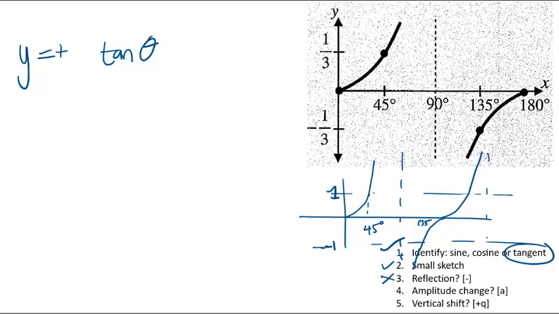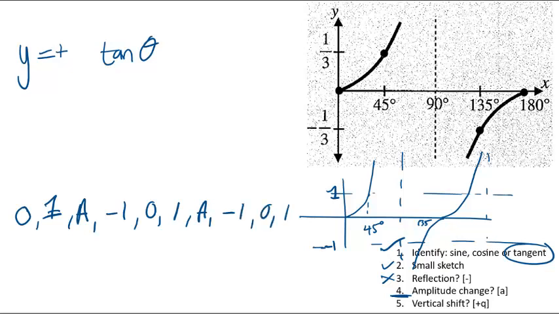Next question, do I have an amplitude change? Now, do you remember that a tangent graph has got no amplitude? So how does step number 4 come into play when we are doing a tan graph? Do you remember the pattern for tan in terms of our table? So the pattern for tan is 0, positive 1, asymptote, negative 1, 0, positive 1, asymptote, negative 1, 0, positive 1, asymptote, etc.